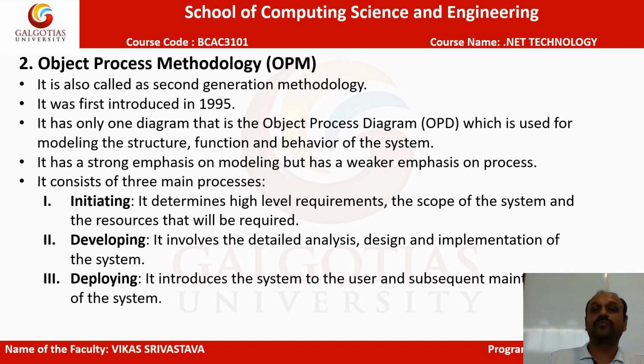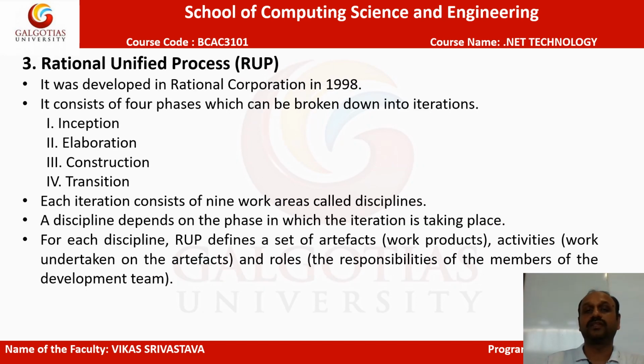Next is the object process methodology. In this methodology, you have three main processes: initiating, developing and deploying. Initiating determines the high-level requirements, the scope of a system and the resources which will be required. Developing contains all the detailed analysis, design and implementation of the system. Then you deploy the entire components of your system. That is the object process methodology.